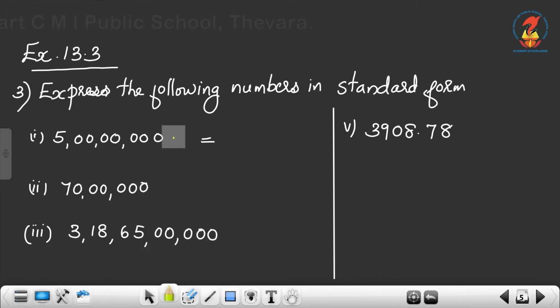Now, we have to move the decimal point to which side? Left side. Then 1, 2, 3, 4, 5, 6, 7. So, 5.0 into 10 raised to 7. We do not want to write all the zeros after the decimal point. We have to put only one zero. Therefore, the given number is 5.0 into 10 raised to 7.